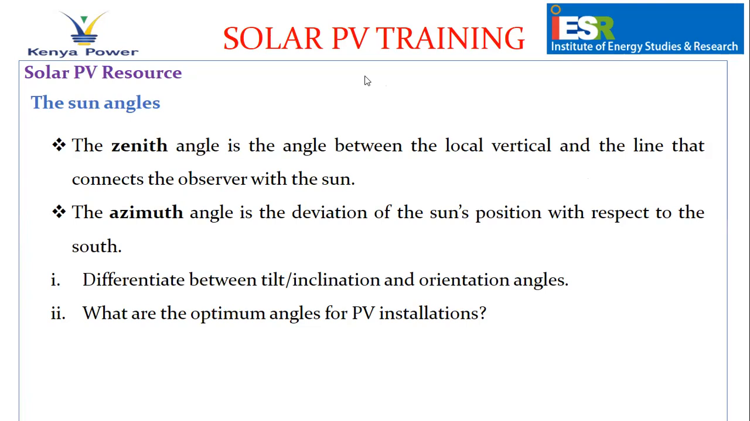Remember, there is a minimum angle that the solar PV module should make with the horizontal, so that we are able to optimally tap the solar irradiation from the sun. And then there is the difference between tilt, also called inclination, and the orientation angles. The orientation angle would be a global consideration where you begin by deciding, for example, which side of the roof you should put the solar PV modules. Should they face east, west, north, or south? That would give you the orientation. But the angle that the solar PV module makes with the horizontal would be the tilt or the inclination.